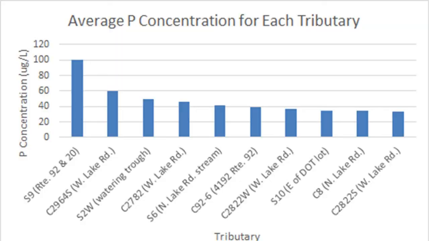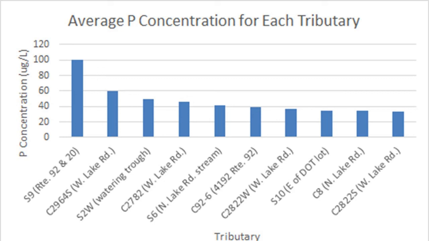Next was the average phosphorus concentration for each tributary. So I did the same thing here. The lab sent everything back in micrograms per liter. I'm sorry, my dog is barking.